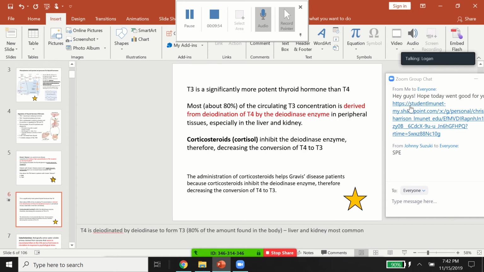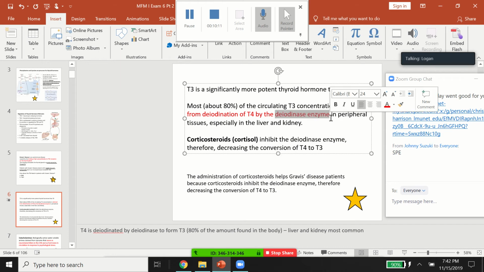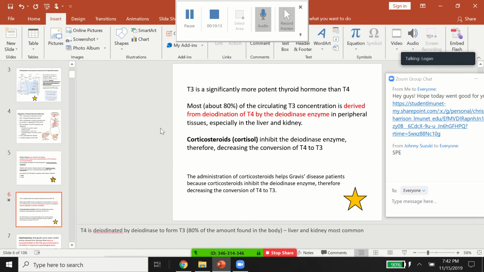T3, like I've already mentioned before, is more potent than T4, and most of what's circulating is going to be T3. And notice here, as I already mentioned, that T4 can be deiodinated, so basically get rid of an iodine to turn into T3 via this deiodinase enzyme. It's an important point to know, so I have it there for you.